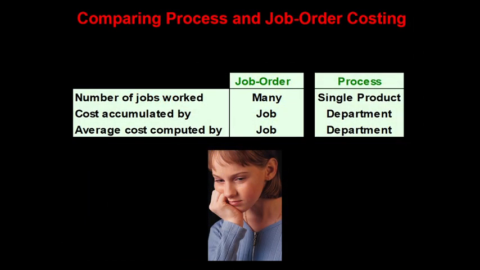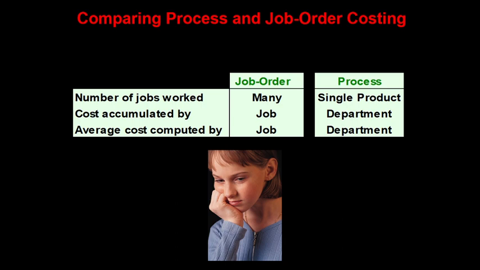Now, to compare, although we have already discussed this in other videos, here is a quick comparison, like a review. As to the number of jobs worked, for job order there are many. It really depends on the number of customers and the number of designs available. For process costing, we expect there is a single product. Well, there may be more than one product, but for each product, they are producing a lot of units.